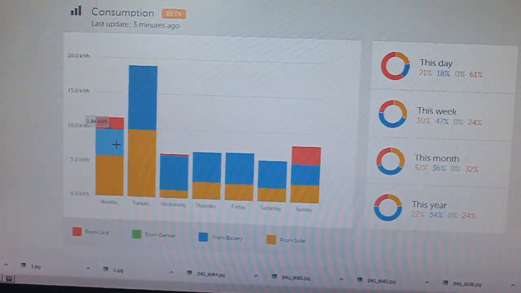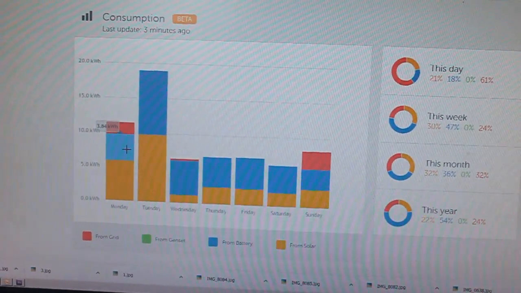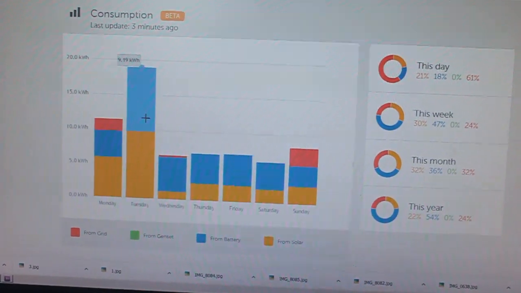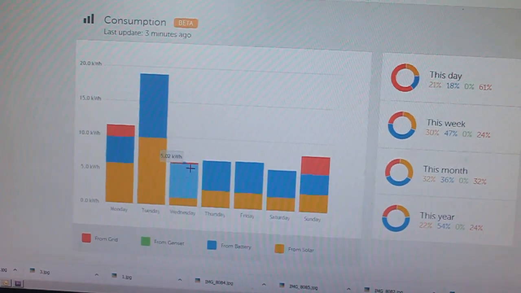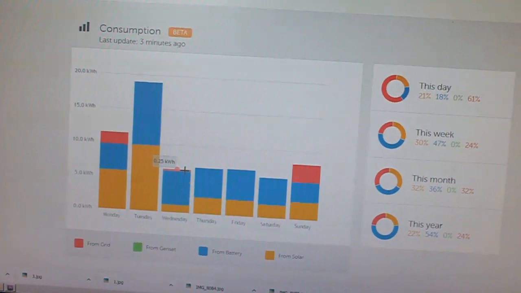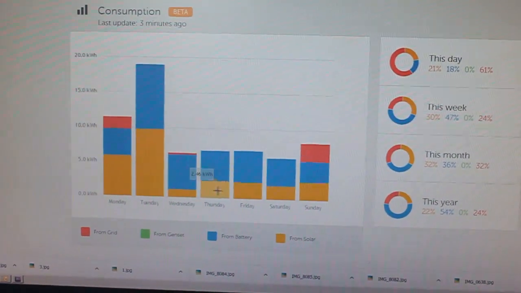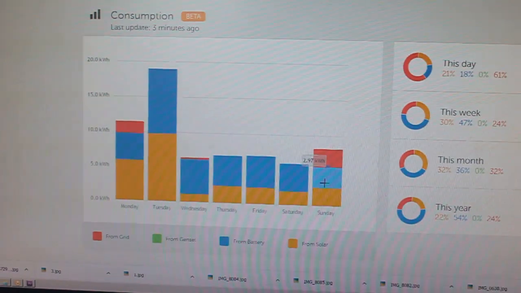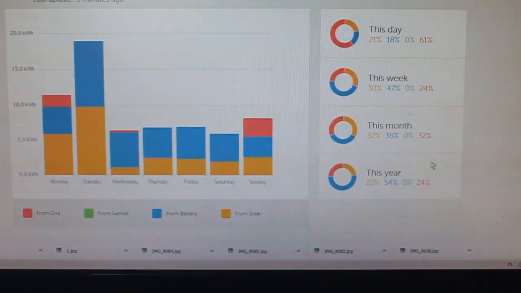Direct usage, blue is from the battery, and the red is from the grid. So Tuesday was totally independent. Wednesday only 0.25 kilowatt hour from the grid, so almost independent. Independent day, independent, independent. And this day is not independent. I like this stuff.